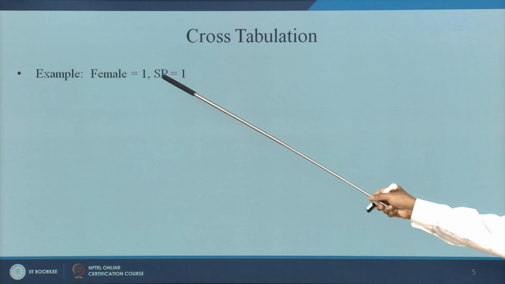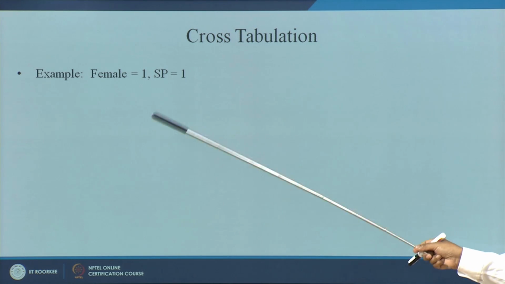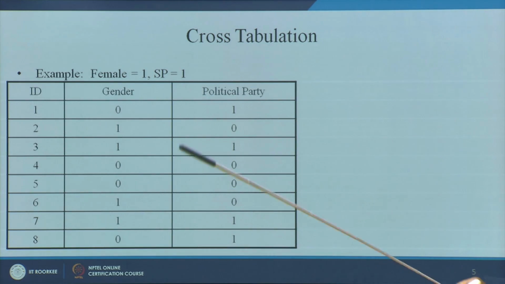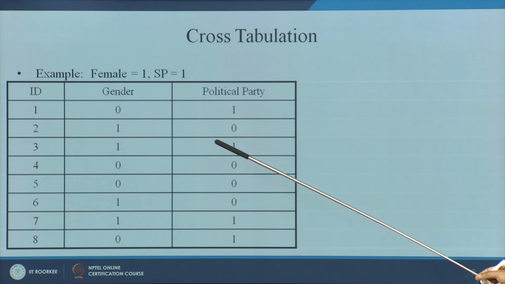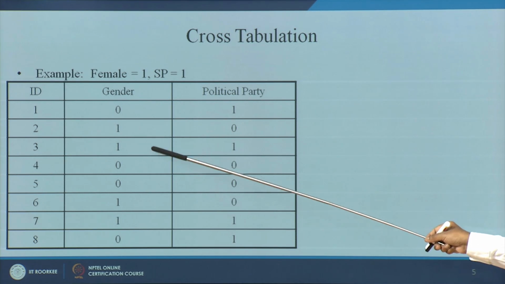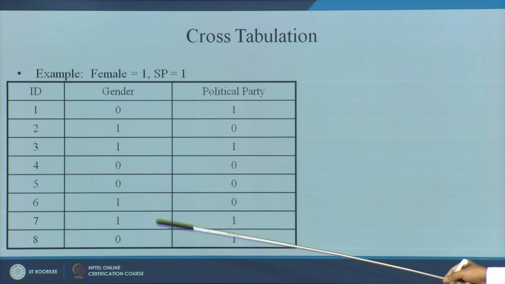So, let us say female is equal to 1 and SP is equal to 1, out of the two parties. Now, this is how the data looks. It looks like something like a dummy coding, right. So, 0 1 1 0 0 1 1 0 1 0. So, this is how you have got the data, for example.